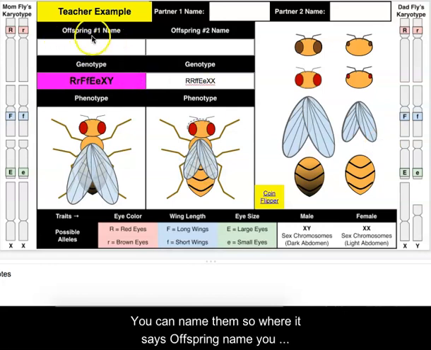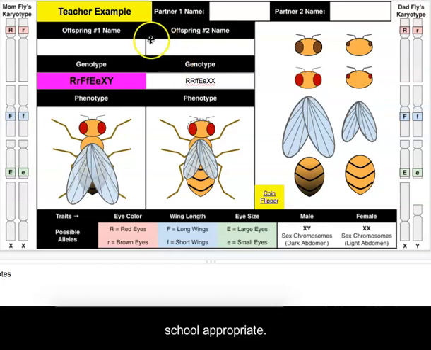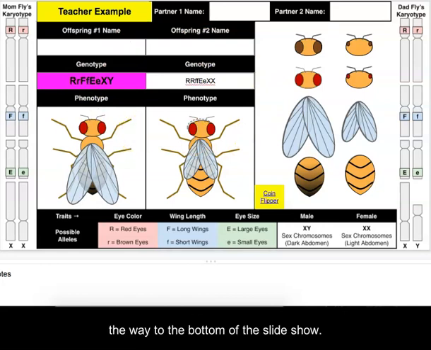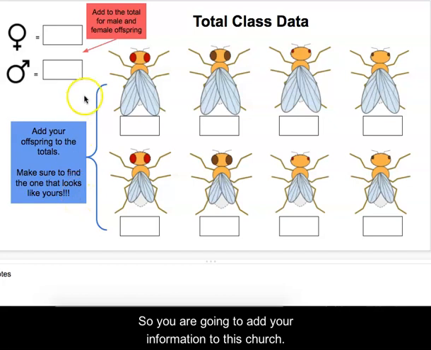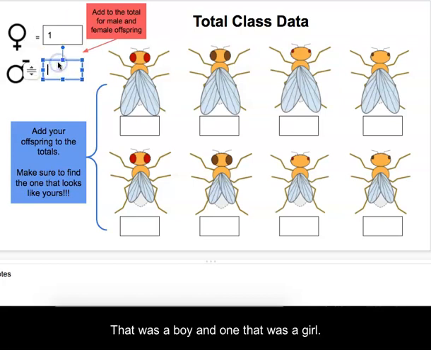You can name them. So where it says offspring name, you can name them if you'd like. Please make sure that that is school appropriate. So once you get that piece done, you're going to scroll all the way to the bottom of the slideshow after all of the groups, and we have our class data. So you are going to add your information to this chart. For example, I had one that was a boy and one that was a girl.